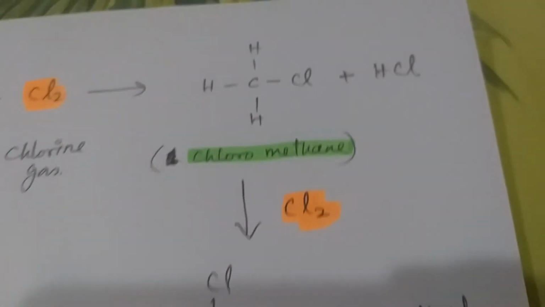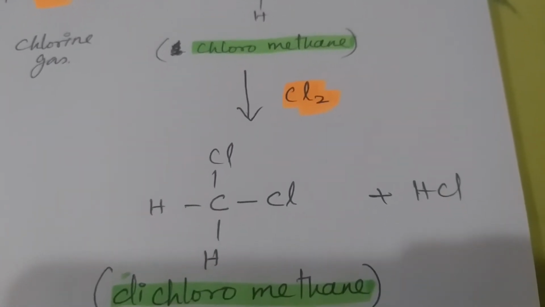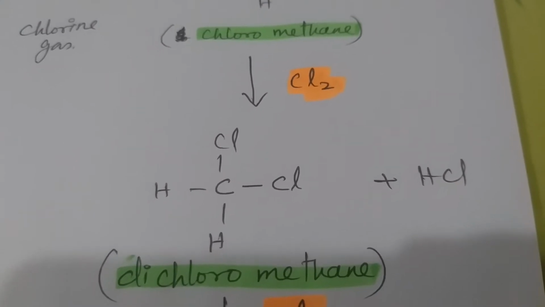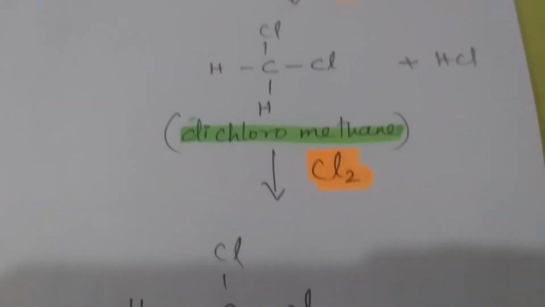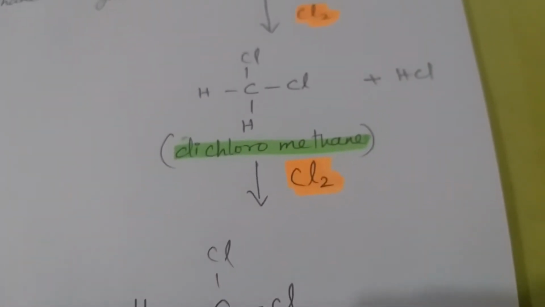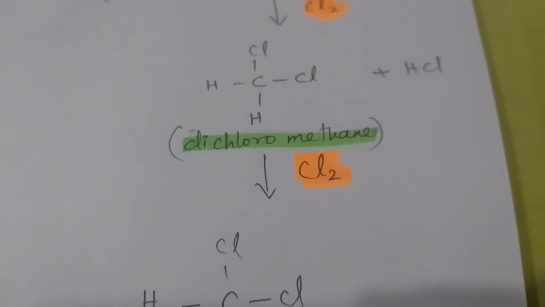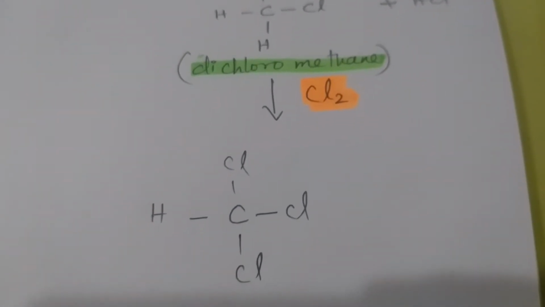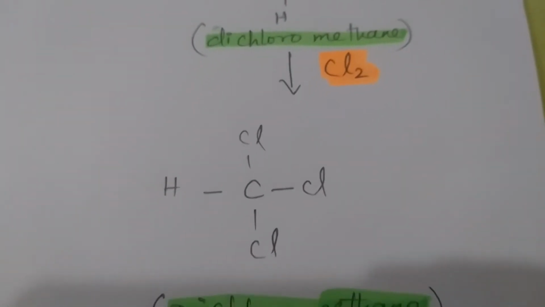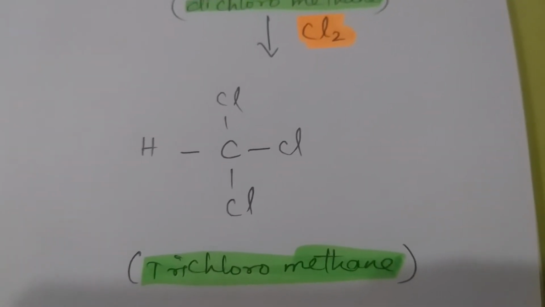If you see, one more hydrogen is replaced by another chlorine, so we are getting dichloromethane. We need to add one more mole of chlorine to get trichloromethane. That is your question. Among the four hydrogens, two hydrogens are already replaced in dichloromethane. If we add one more mole of chlorine, another hydrogen is replaced and you are getting trichloromethane. So this is the answer for the question.